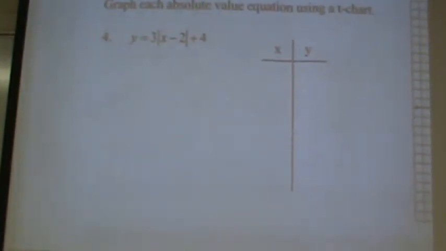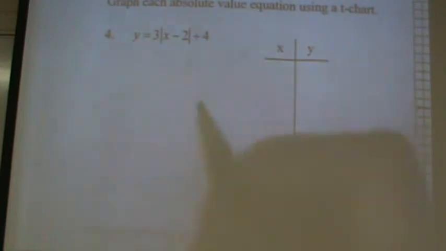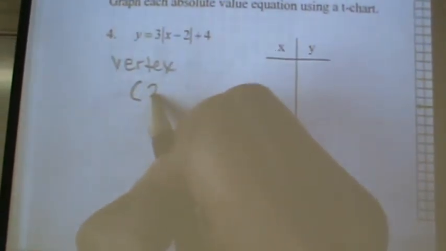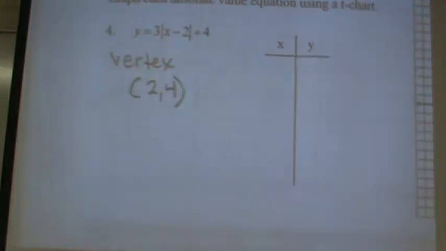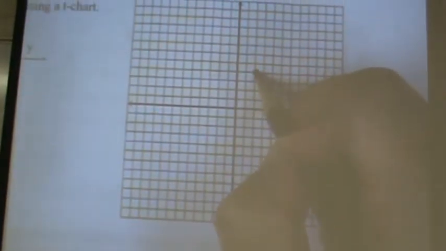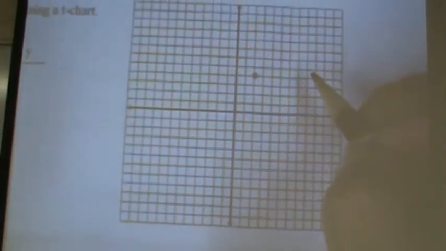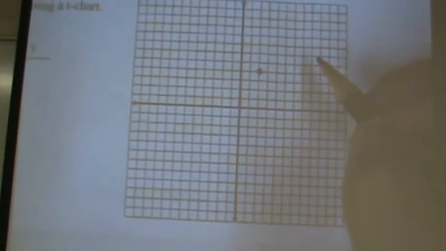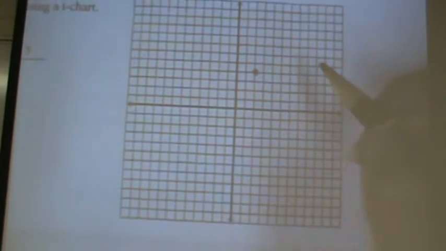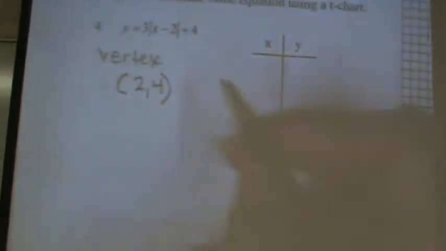Okay, we're professional, we don't need a T-chart. We're beyond T-charts. Yep, let's graph this one. Number 4, tell me where to begin. Where's my new vertex? Everybody, where's my vertex? 2, 4. Put a dot at 2, 4. Everyone can do that. Over 2 and up 4, right there. Is my graph gonna be right side up? Is it a Christmas tree? No, not a Christmas tree. It's a V.